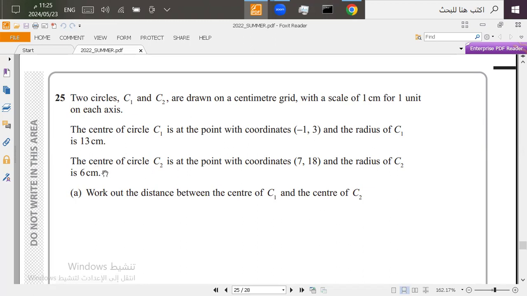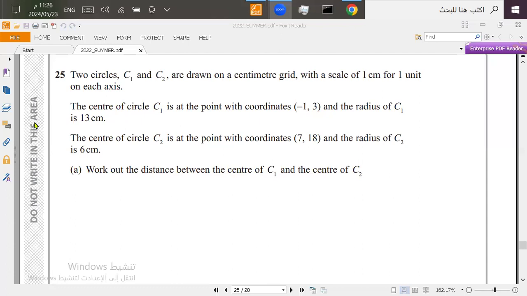Now, the center of C1 is this one, and the center of C2 is this one. We need the distance between this and this. This is the idea of this question. To find the distance between 2 points or 2 coordinates, we're going to use the rule of distance between the points, which is the difference of x's squared plus the difference of y's squared under the square root. So the distance will be like this. Let me write it here. So the distance will equal under the square root, of course. Don't forget that.